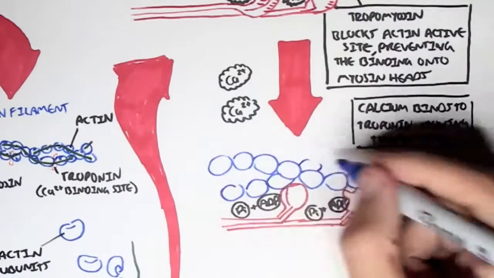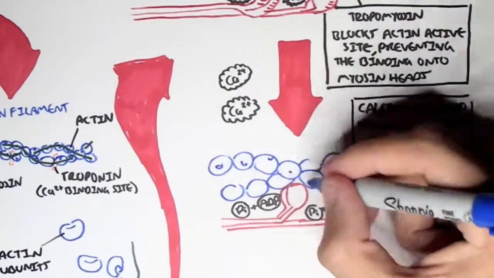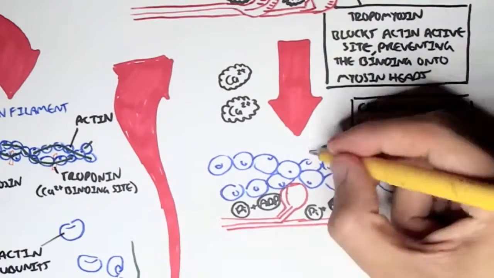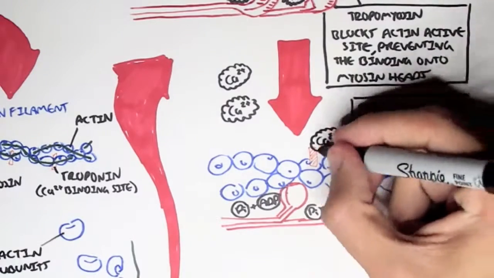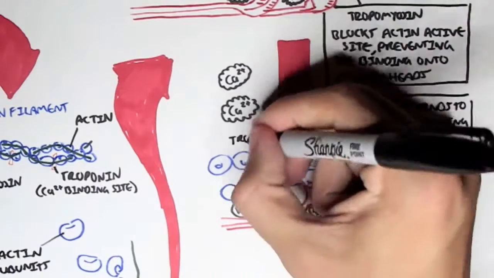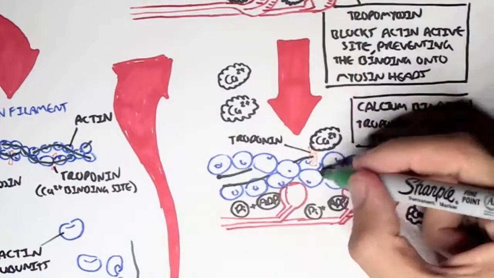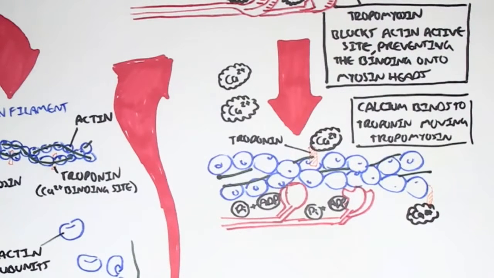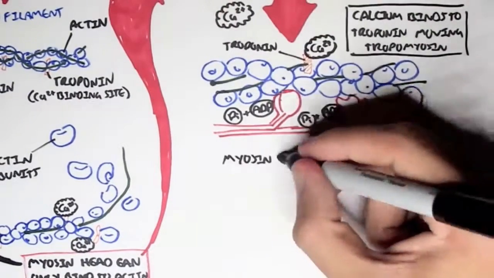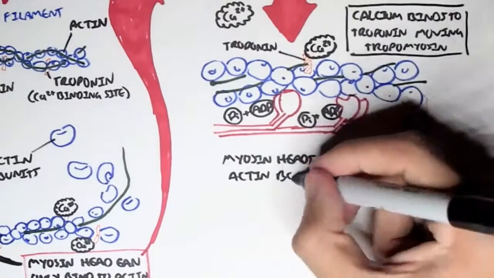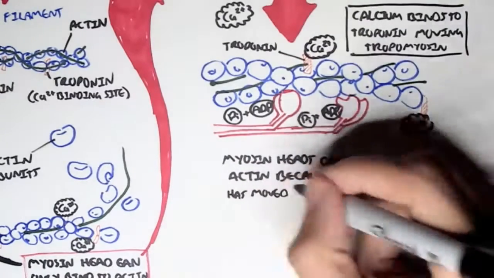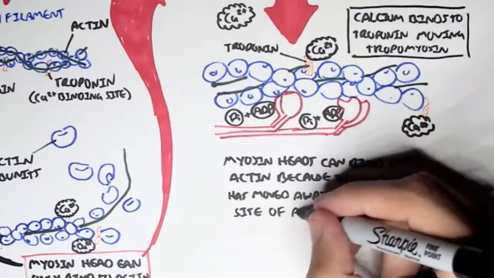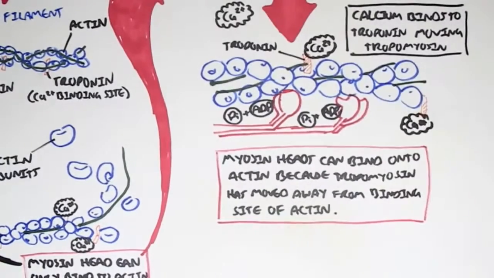And as you can see, calcium has bound onto the troponin. And this has caused tropomyosin to move away from the myosin binding site on the actin subunits. And so here we have tropomyosin moving away from the myosin binding site, which allows myosin heads to attach to the actin subunits. And so myosin heads can bind onto the actin subunits because tropomyosin has moved away from the binding site of myosin on actin.